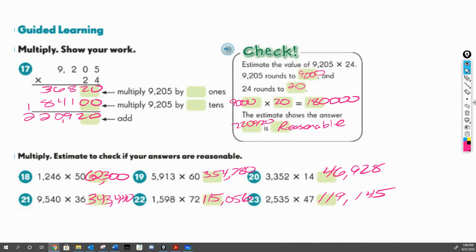All right, my friends, here's what we ended up with. If I'm doing my estimating, 1,000 times 50 is going to be 50,000. So that's reasonable enough. 6,000 times 60 is going to be 360,000. Reasonable. 3,000 times 10 is 30,000, reasonable. 10,000 times 40 is 400,000, reasonable. 2,000 times 70 is 140,000, reasonable. And 3,000 times 50 is going to be 150,000. All of these are within reason. Again, just estimates, not exactimates.